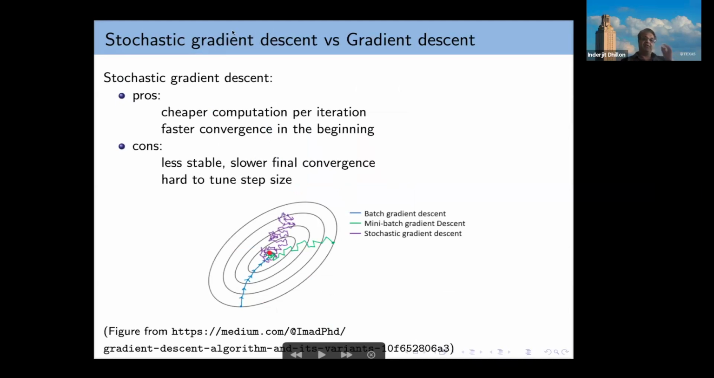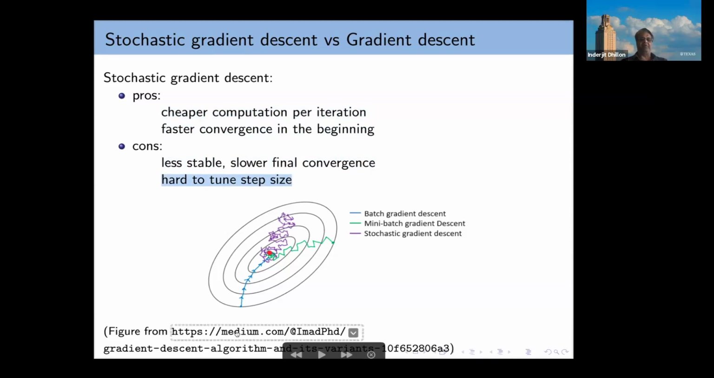So we've now discussed stochastic gradient descent, right? And if I contrast it with gradient descent, the pros are that it is cheaper computation per iteration. Generally, you see faster convergence in the beginning, right? So cheaper computation is obvious, because you're now only going through a small number of data points. The cons are that it is less stable, has slower final convergence, and we've talked a little bit about the step size, and it can actually be hard to tune the step size.